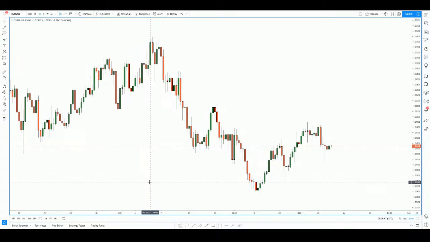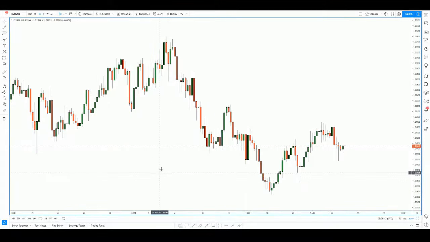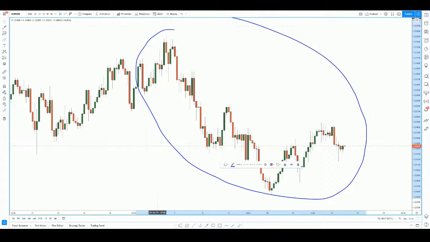Hi everyone, welcome to today's trade of the day, and for today's trade of the day we will be looking at the euro dollar. The euro dollar has a very interesting configuration. I just really want to focus on this side of the picture.